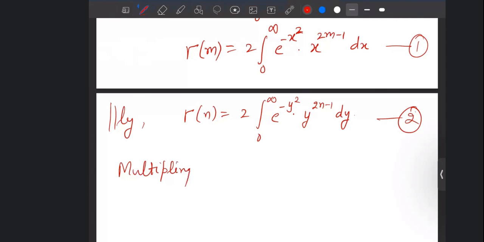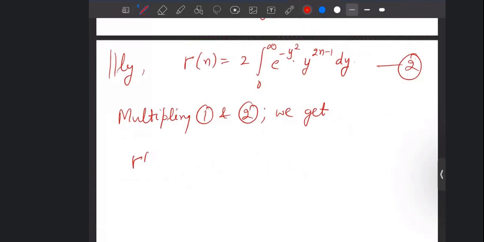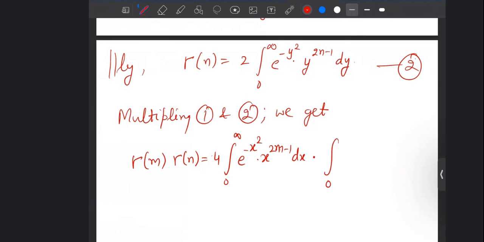multiplying 1 and 2, we get gamma of m into gamma of n is equal to 4 times the integral 0 to infinity e raised to power minus x square x raised to power 2m minus 1 dx into the integration 0 to infinity e raised to power minus y square y raised to power 2n minus 1 dy.